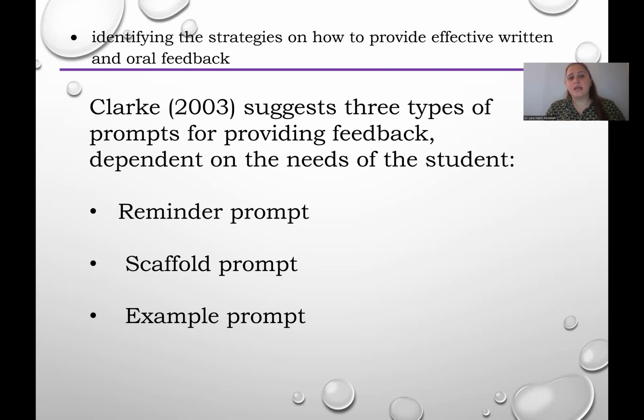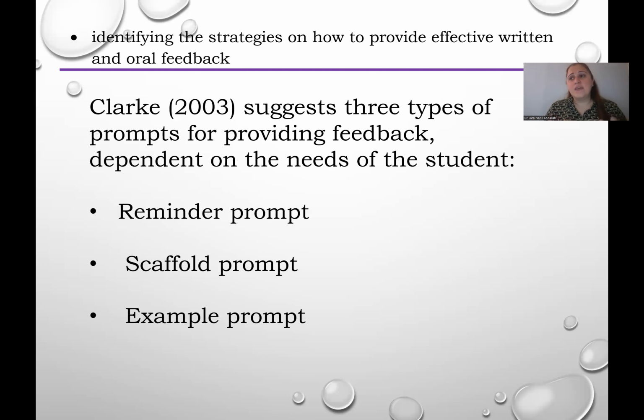Scaffold prompt. The second type of prompts suggests that we try to support the student by giving him a specific hint, by giving him a specific clue which will help him to get through this obstacle that is hindering him from completion.